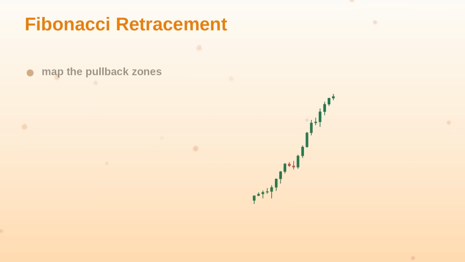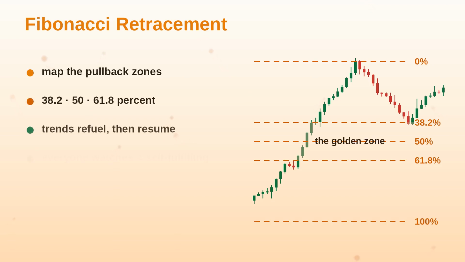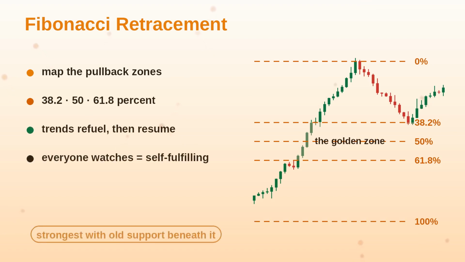Fibonacci retracements map where pullbacks tend to end. Stretch the tool from a swing low to a swing high, and it draws levels at 38, 50, and 61.8% of that move. Healthy trends typically retrace into that zone and then resume. Why does it work? Partly market rhythm, partly because millions of traders watch the exact same levels. It's self-fulfilling. The real power comes from confluence, a Fibonacci level sitting right on old support, watched by everyone.